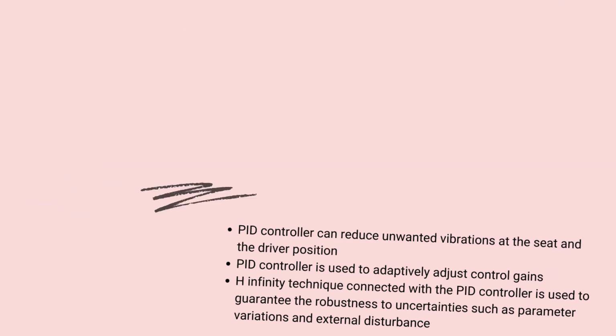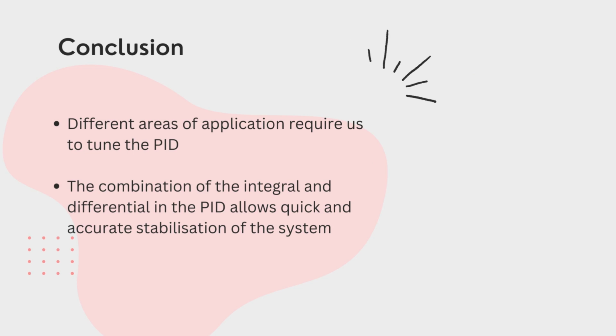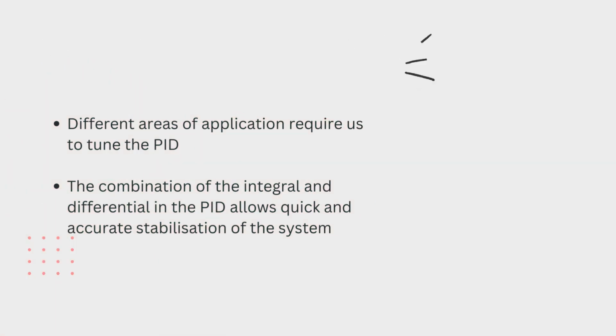As a conclusion, different areas of application require us to tune the PID, as discussed in task 3 and 4, where the parameters were tuned to achieve the desired position of the right end of the mass. The combination of integral and derivative in the PID allows quick and accurate stabilization of the system, making it an effective choice for a wide range of control applications, as discussed in task 5.